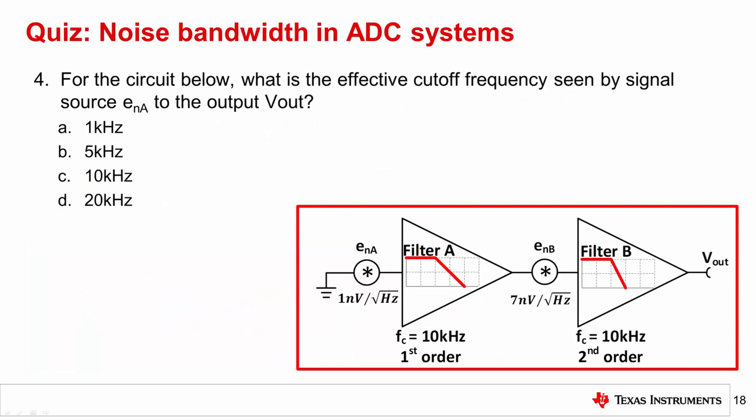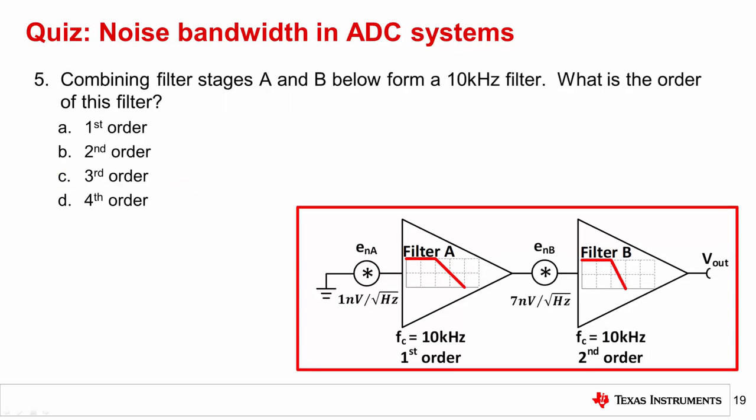Question 4. For the circuit below, what is the effective cutoff frequency seen by signal source ENA to the output Vout? The correct answer is C, 10 kHz. The general rule is that when the cutoff frequencies of two cascaded filters are the same, the cutoff frequency stays the same. In reality, the cutoff will shift to a slightly lower frequency, but there is no simple equation to predict the frequency. Typically, this result is sufficient for a good rough estimate, and a more precise result can be calculated using SPICE.